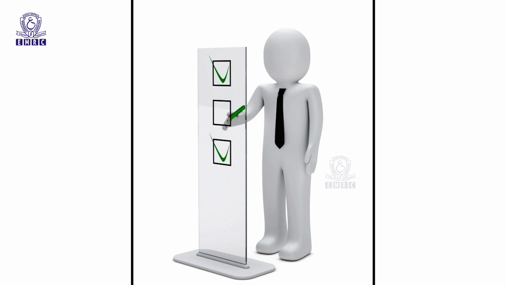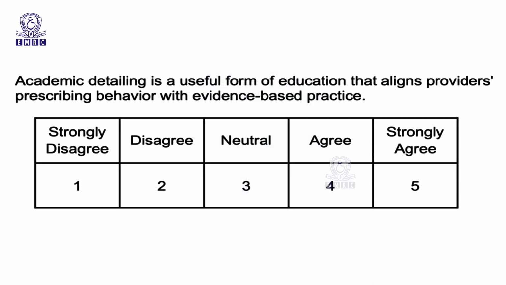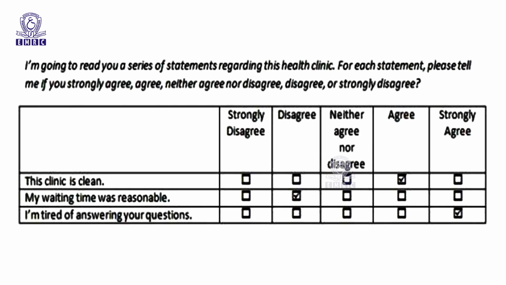Here are some examples of rating scales. Academic detailing is a useful form of education that aligns providers' prescribing behavior with evidence-based practice. It is being rated such that strongly disagree is given 1, disagree 2, neutral 3, agree 4 and strongly agree 5. Another example of a statement being rated is: I am going to read you a series of statements regarding this health clinic. For each statement, please tell me if you strongly agree, agree, neither agree nor disagree, disagree or strongly disagree.